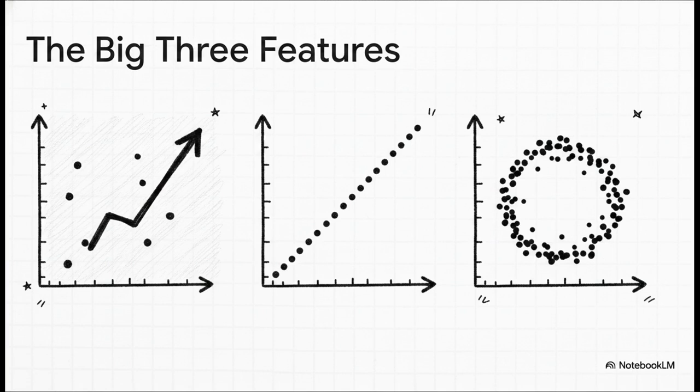Are the points generally trending upwards, which is positive, or are they trending downwards, which is negative? Number two is form. Do the points look like they're following a straight path? If so, they're linear. If there's a clear curve to them, they're nonlinear. And number three is strength. Are the points packed super tightly together around that imaginary path, meaning it's a strong association, or are they scattered far apart, making it a weak one?